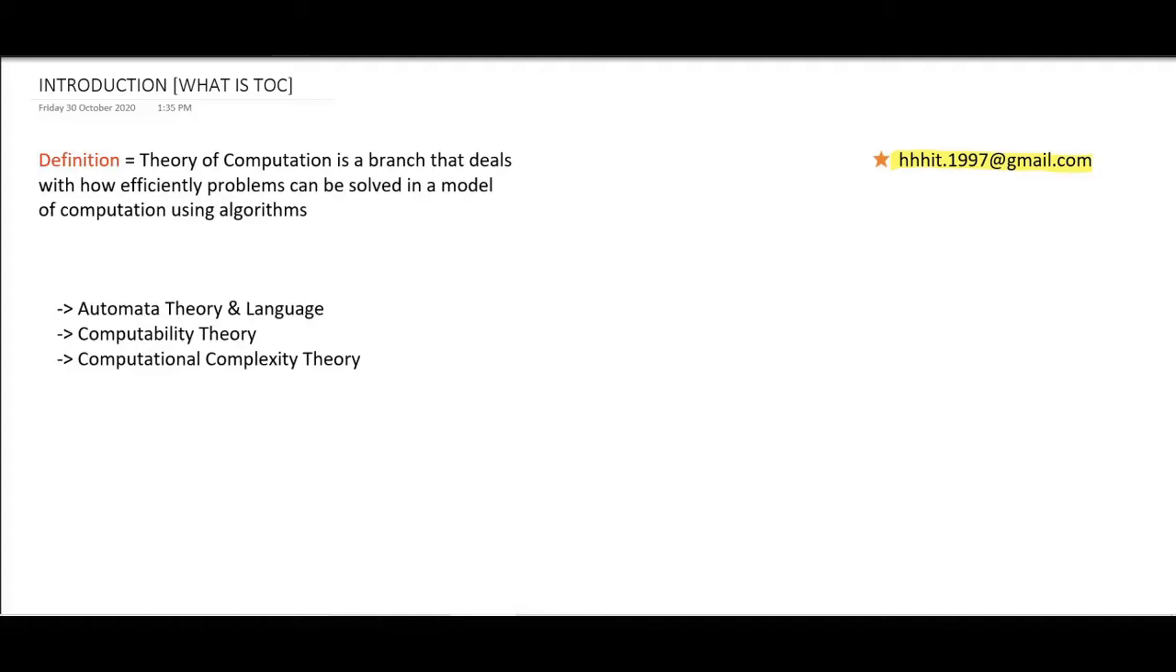As you can see here, these are the three parts that are in the theory of computation. Let's look at the first one, automata theory and languages. Don't worry if you don't know what these are. We'll be going into a lot more detail. This is just to show you guys what I'll be covering and what I won't be covering.